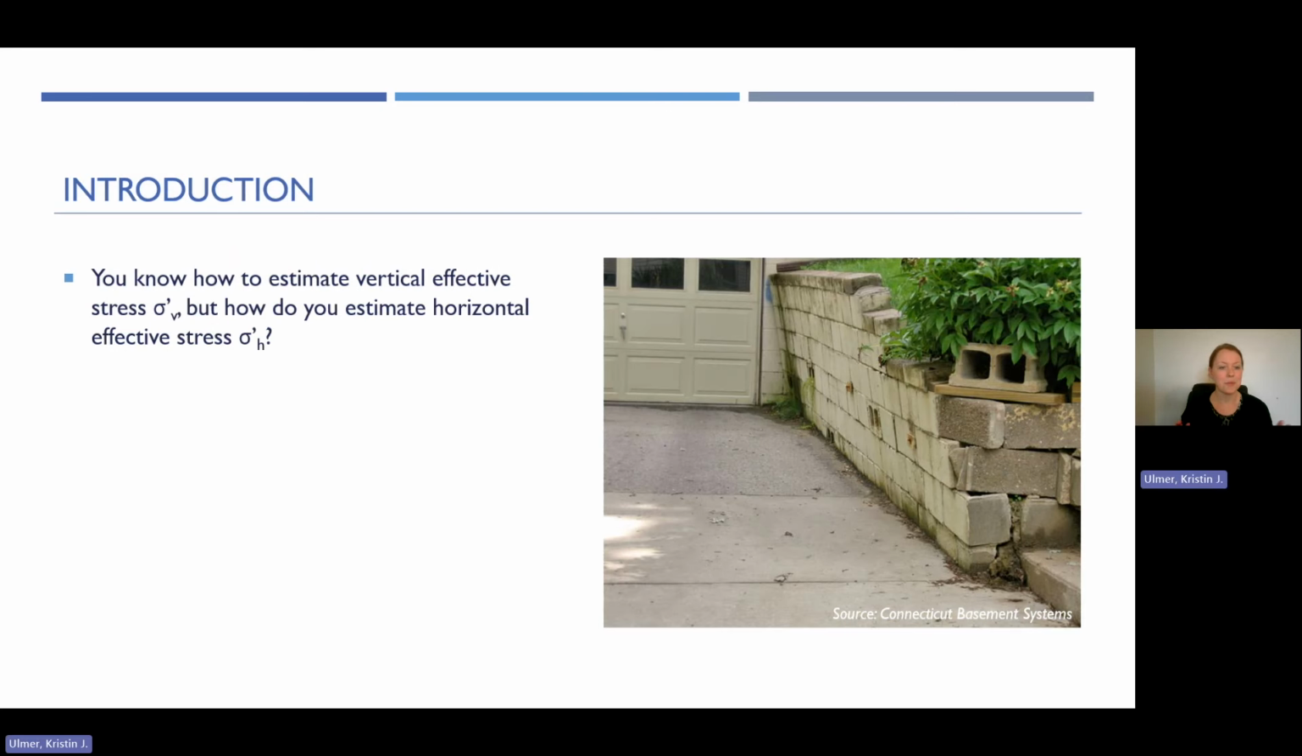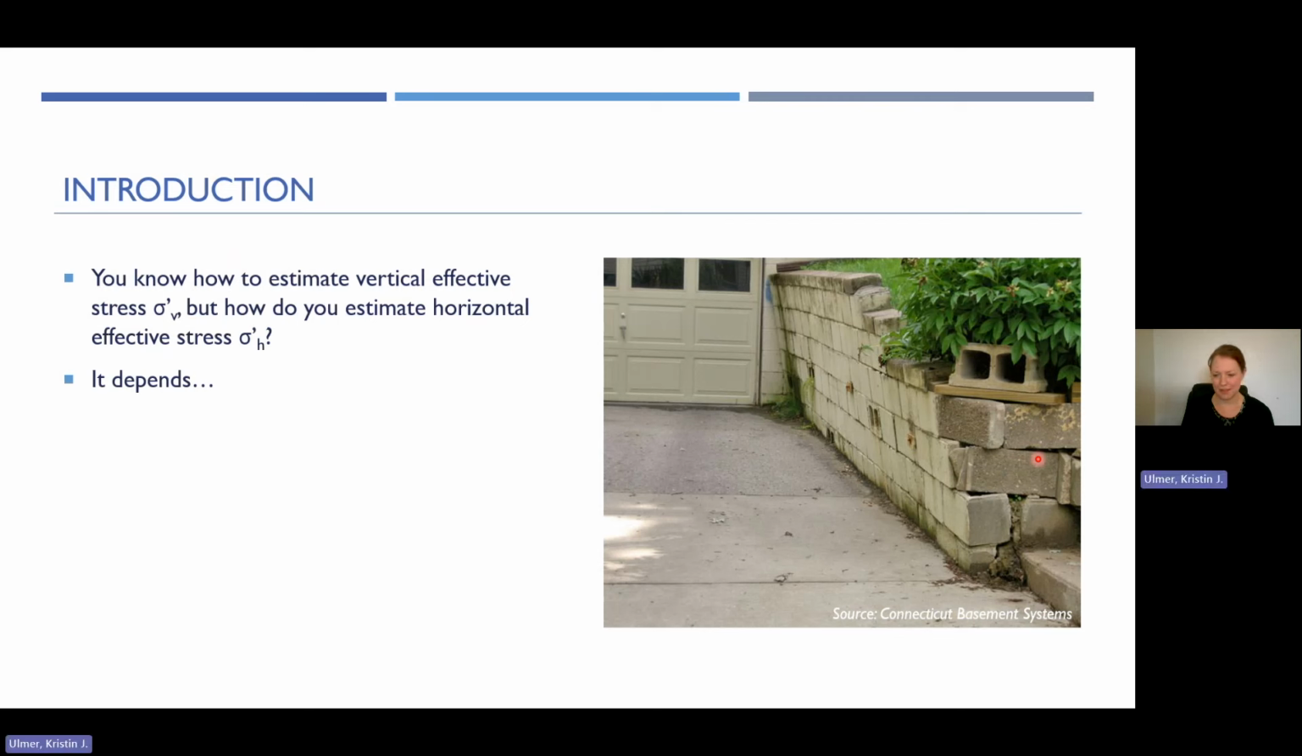So, assuming you know how to estimate vertical effective stress, or sigma prime V, in a soil profile, how then do you estimate horizontal effective stresses, sigma prime H? And why would you even want to know that? Well, you may have seen retaining walls or other structures like this that are meant to hold soil up. You'll want to know what is the pressure acting horizontally on this wall, for example, so that you don't have a problem like this, where your wall is tilting.